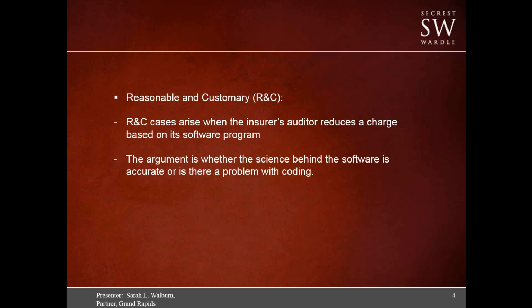So R&C cases arise when the insurer's auditor reduces a charge based on its software program. So the argument is whether the science behind the software is accurate or there's a problem with the coding. There aren't as many of these cases as causation cases, primarily because they're kind of difficult. Sometimes the science and the math and the statistics are hard to understand.